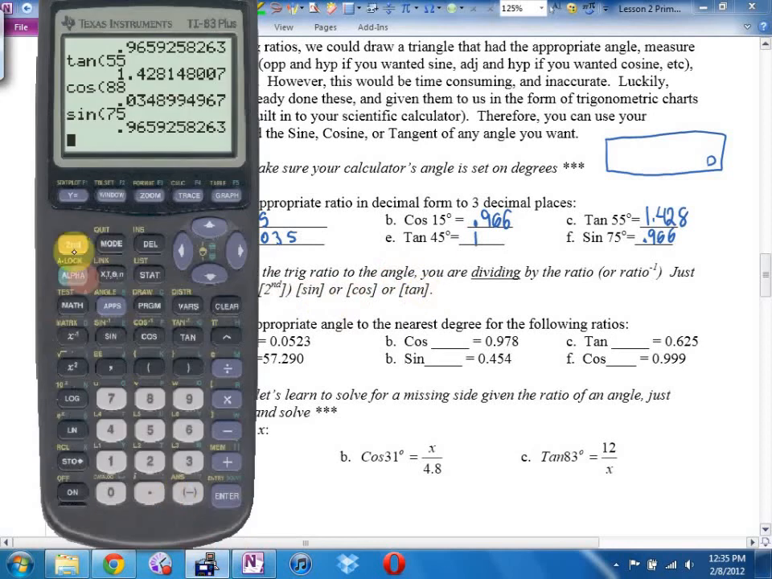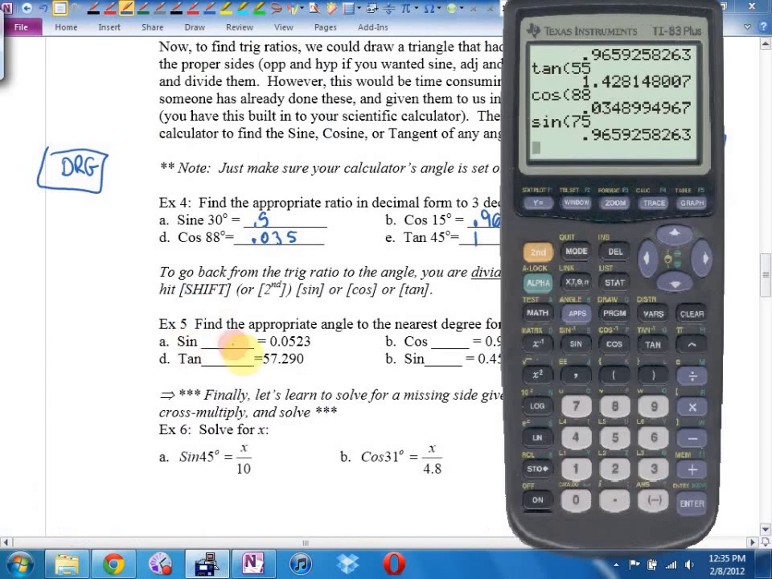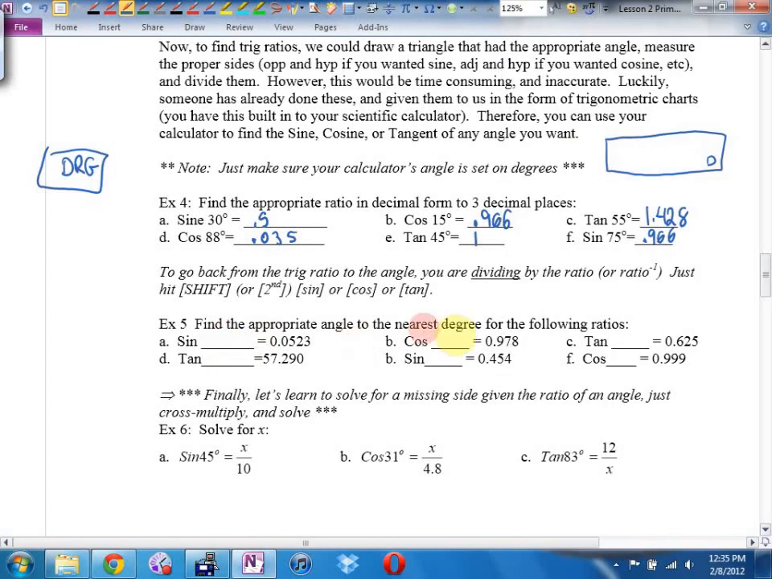So on my calculator, it's second function, and let's do A together. It's saying the sine of some mystery angle was 0.0523. I'm going to go second function sine of 0.0523. And I get 2.99. You know what? How many degrees is that really, Kiara? 3 degrees. Try this on your calculator to see if you can get the same answer as me. Anybody who can't, now is your chance to ask. I will happily help you. That's what I'm going to do. It says to the nearest degree, right? 3 degrees. See if you can find the other 5 mystery angles.